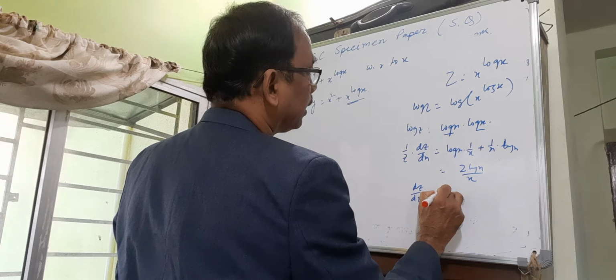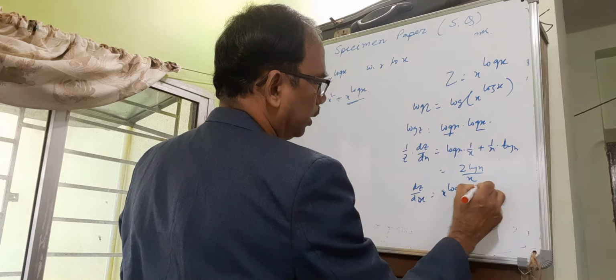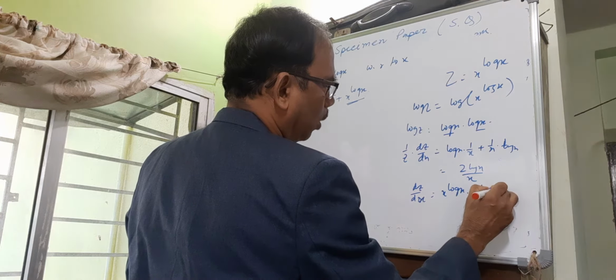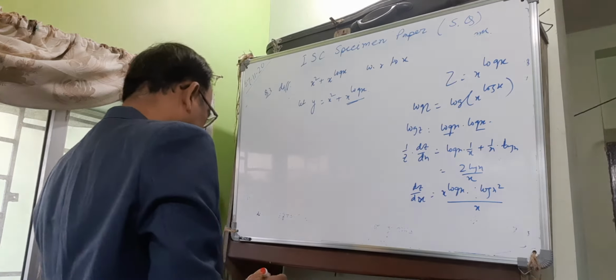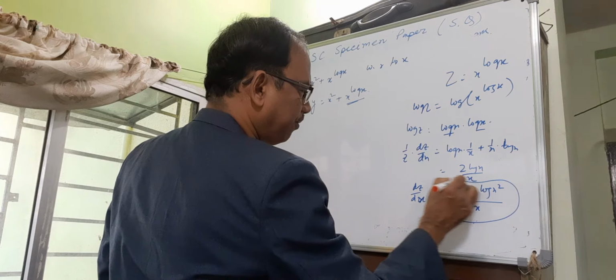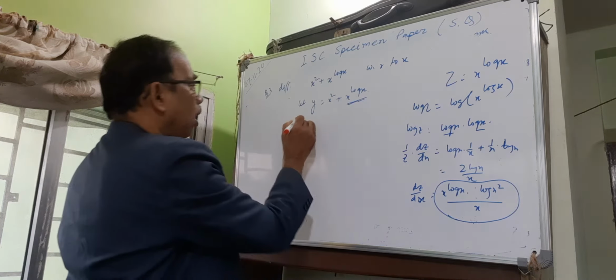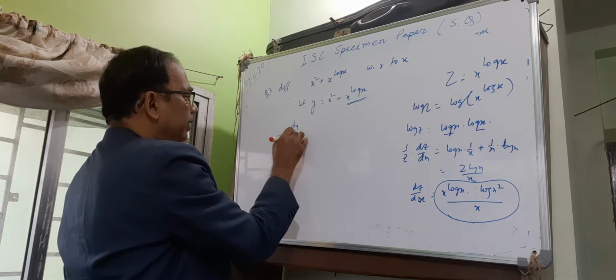Z means x to the power log x into log x square by x. That is the dz by dx. This is the differentiation of this. Now differentiate this, dy by dx.